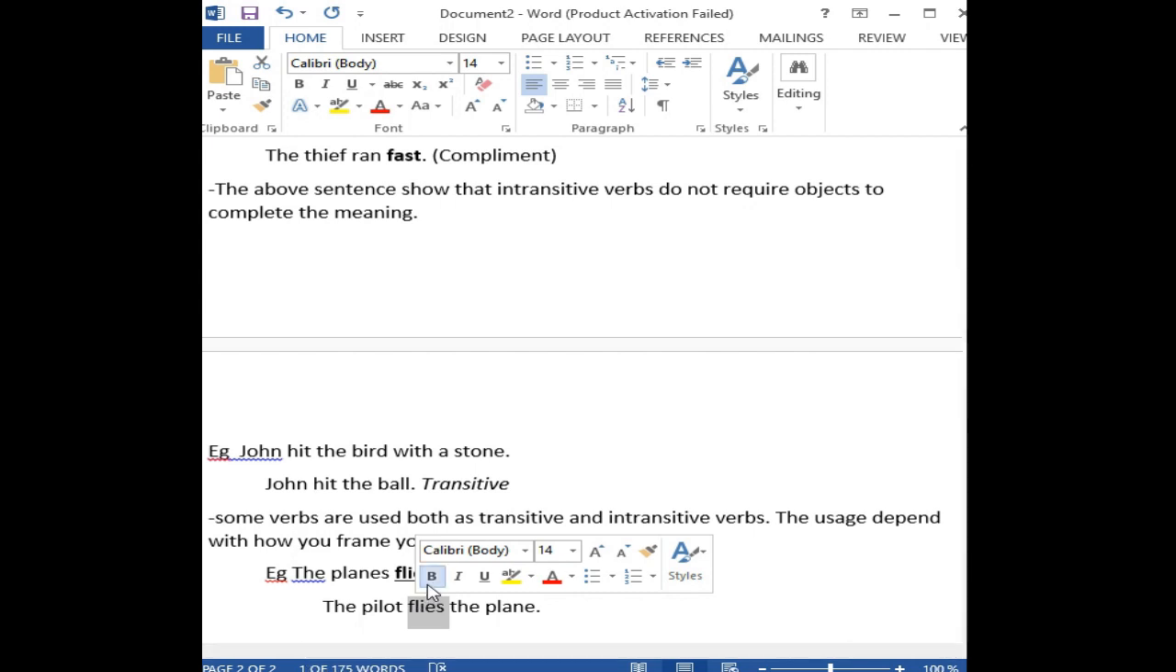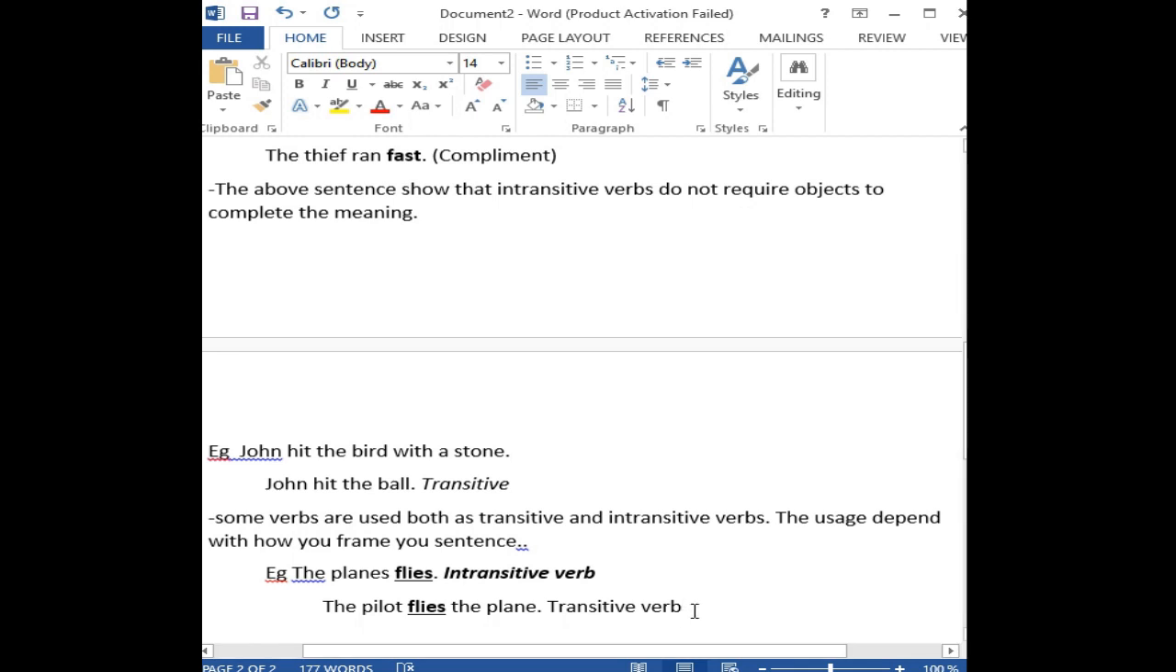Now, for your KCSE, don't worry about them doing this to you, because they will only ask you to identify if it is transitive or if it is intransitive. That's the only thing they'll do. They'll not try to make you change a sentence from one side to the other.